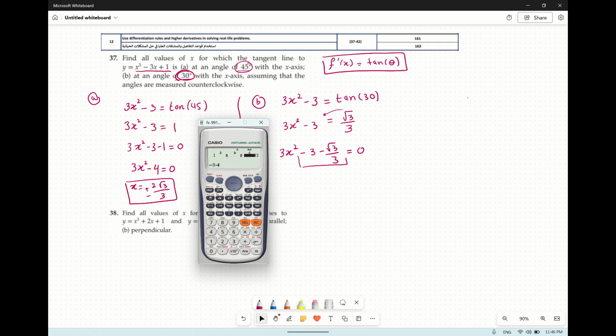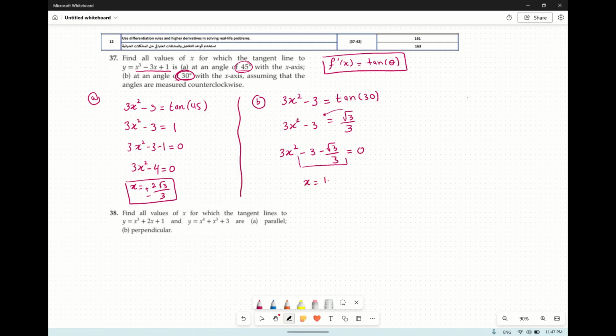So I will write minus 3 minus square root of 3 over 3, and I will click equal. I get 1.09 and minus 1.09. And that's it for this question.